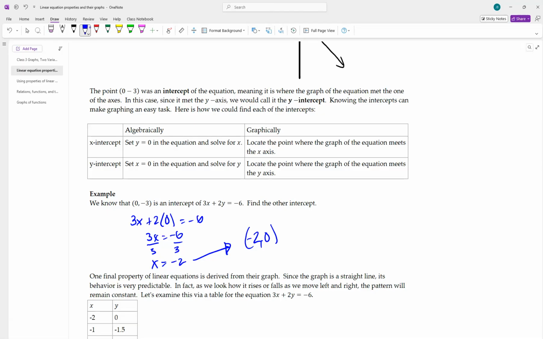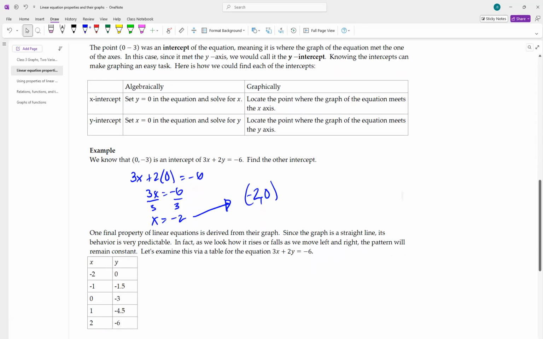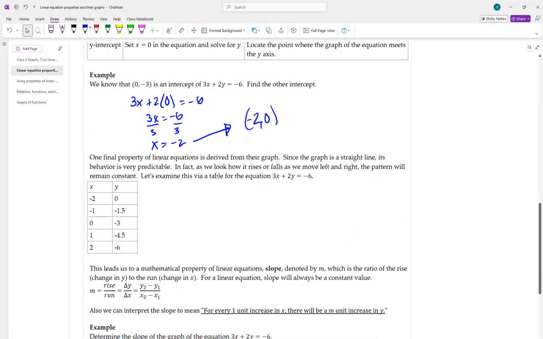The last big property that we're going to look at is derived from the table and the pattern that we see from a linear equation in a table.